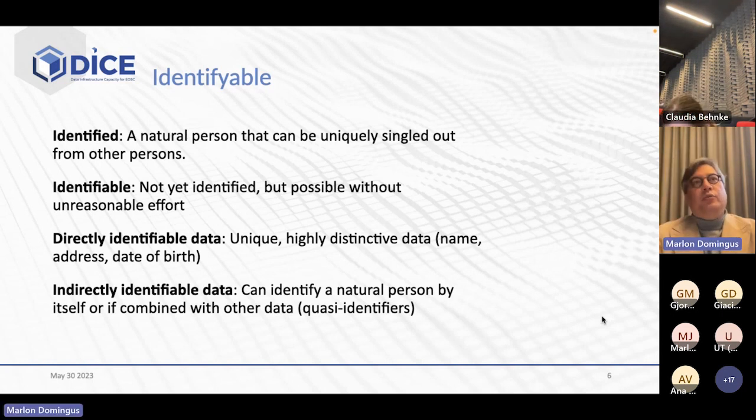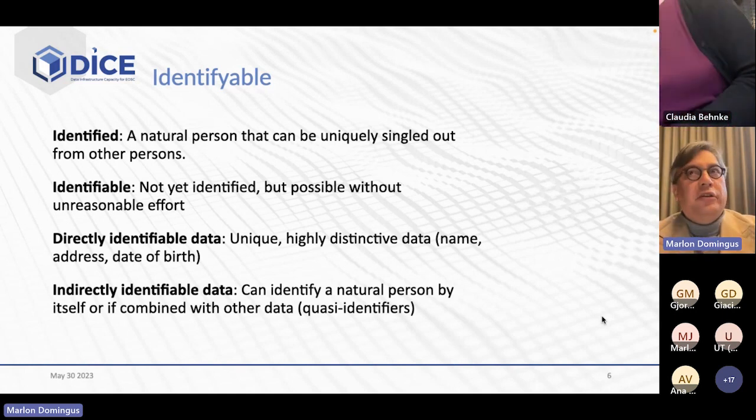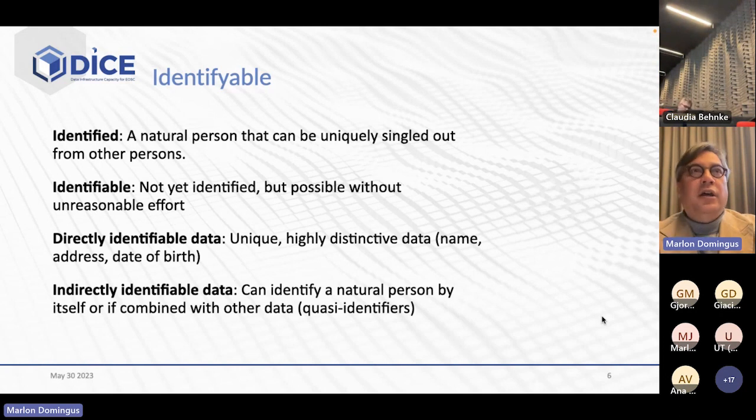In terms of risk, the GDPR is risk-based. So if you see here identifiable, the second one, not identified yet, but possible without unreasonable effort. There's a lot of statements in the GDPR that say stuff like reasonable, and it refers to considering the state of technology and so on. In terms of your risk assessment, you don't have to look into the future and come up with scenarios where quantum computing will actually be here, and you will be able to brute force all your passwords and so on. That is not what is expected of you.